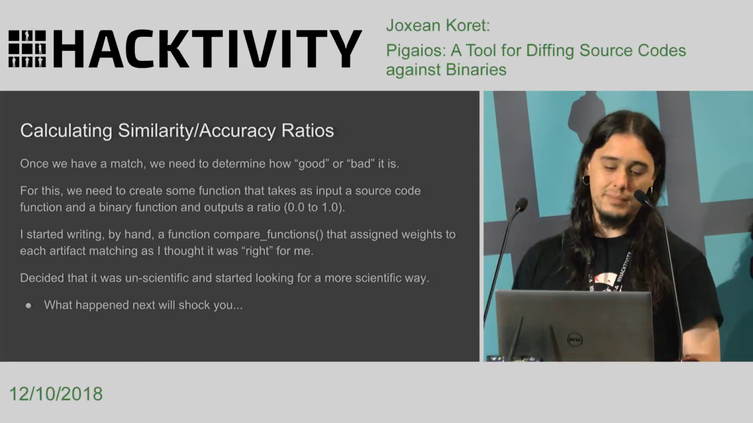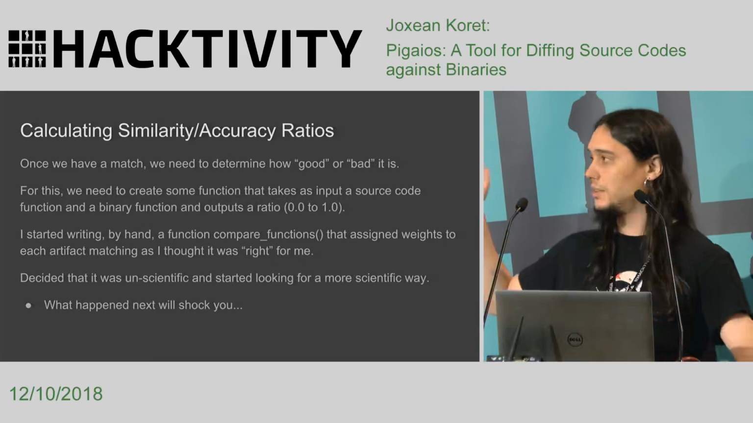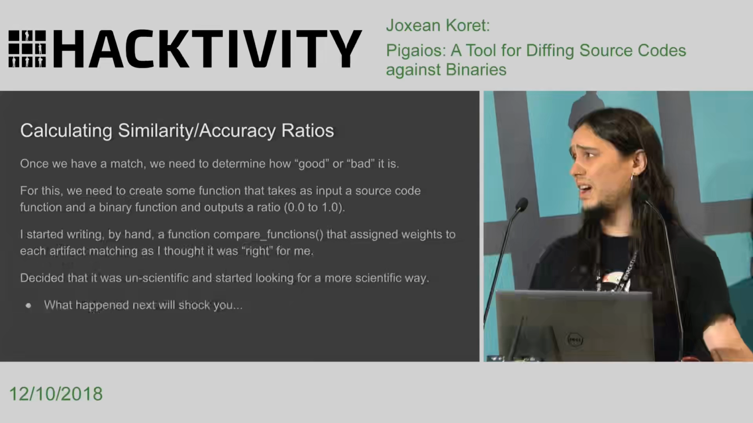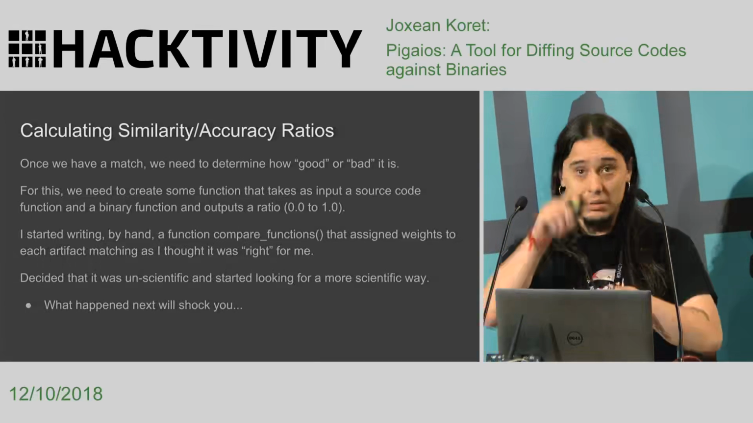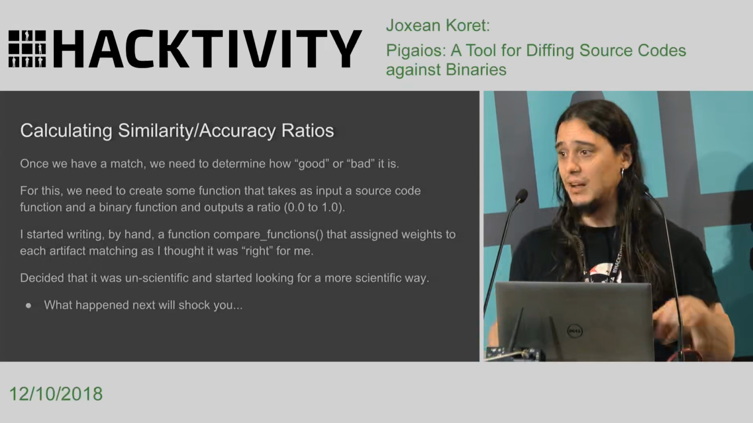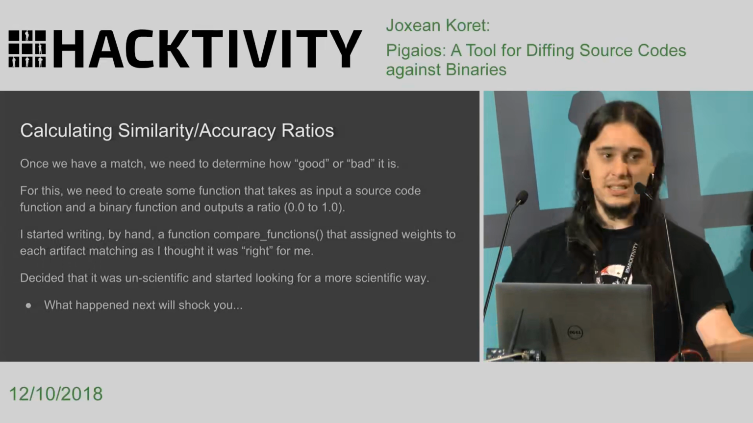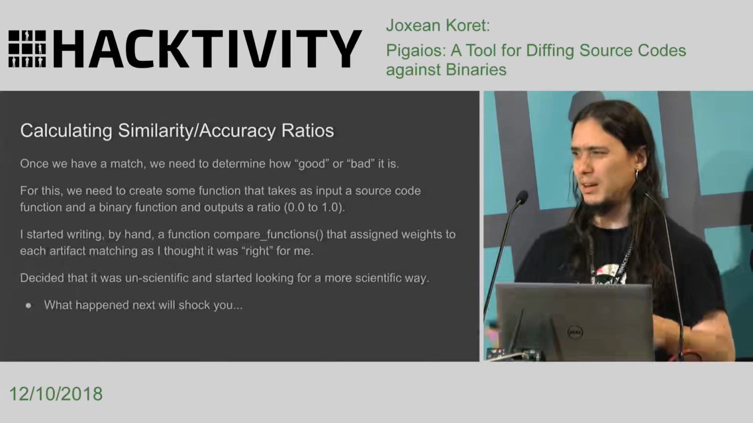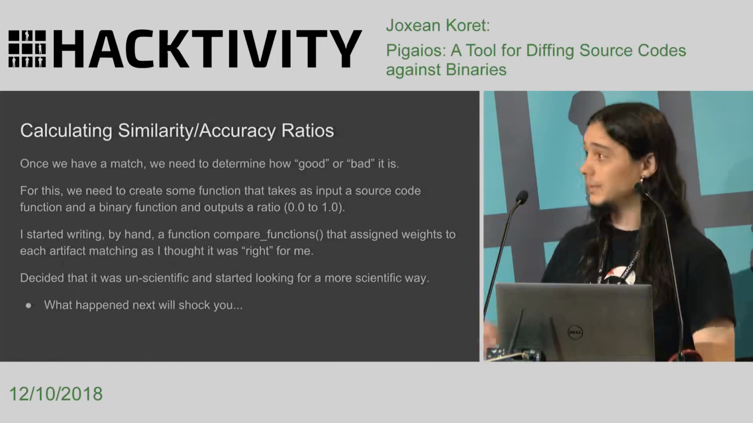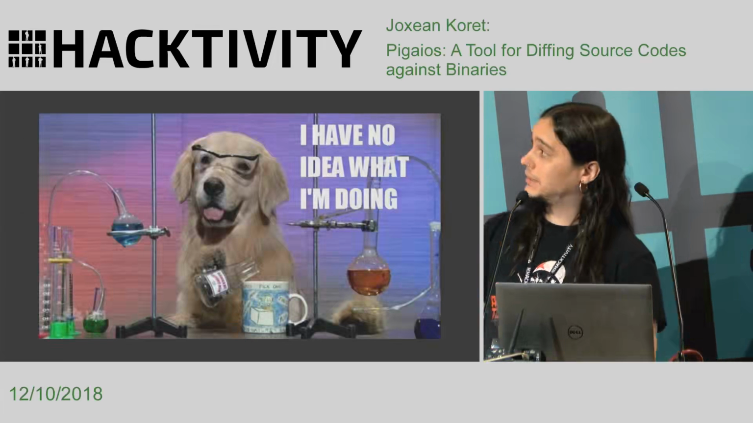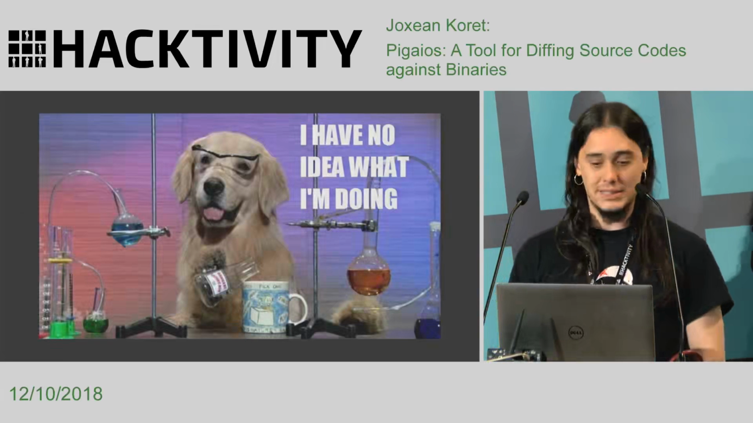I started writing by hand a function, compare functions, that assigned weights to each artifact matching as I thought was right, looking at the results and changing stuff. After a while, I said, this is horrible, what I'm doing. I should do something more automated to calculate the weights. Well, and this is me doing machine learning and stuff.